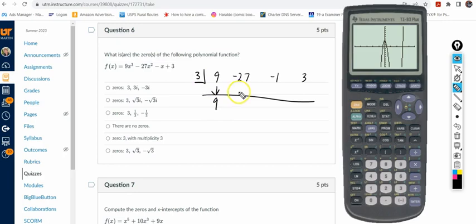All right, 9 times the number in the box, and we add and get 0. 0 times the number in the box, and we add and we get negative 1. Negative 1 times the number in the box is that, and we add and we get 0. Now my remainder is 0. So x minus 3 is a factor.